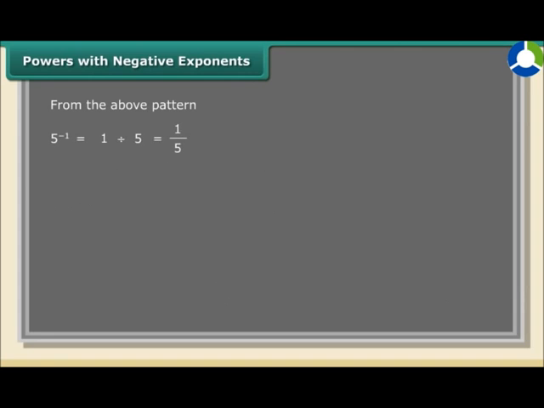From the above pattern, 5 raised to the power minus 1 is equal to 1 divided by 5, which is 1 upon 5. 5 raised to the power minus 2 is equal to 1 upon 5 divided by 5, which is equal to 1 upon 5 into 5, which is equal to 1 upon 5 square. 5 raised to the power minus 3 is equal to 1 upon 5 square divided by 5, which is equal to 1 upon 5 into 5 into 5, which is equal to 1 upon 5 cube.